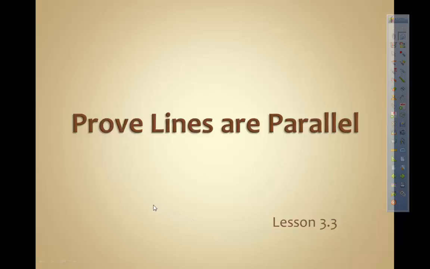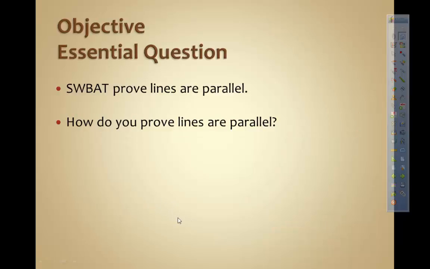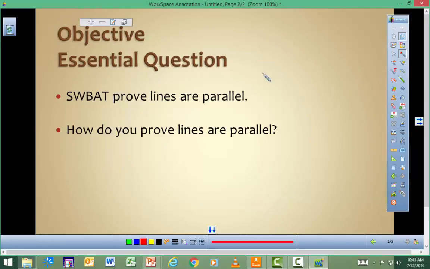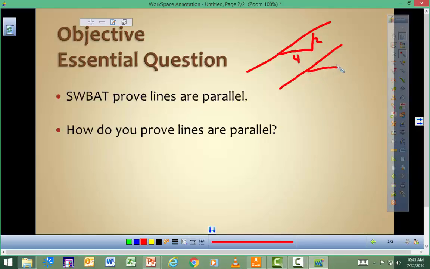Lesson 3.3, prove lines are parallel. So our objective: students will be able to prove lines are parallel. So this is one of the ways that we could prove lines are parallel, but you can also show that lines are parallel by showing that they have the same slope. I mean, if this slope here is, you go over 4 and up 2, and on this line you go over 4 and up 2, they have the same slope, and that would mean that these lines are parallel. Okay.